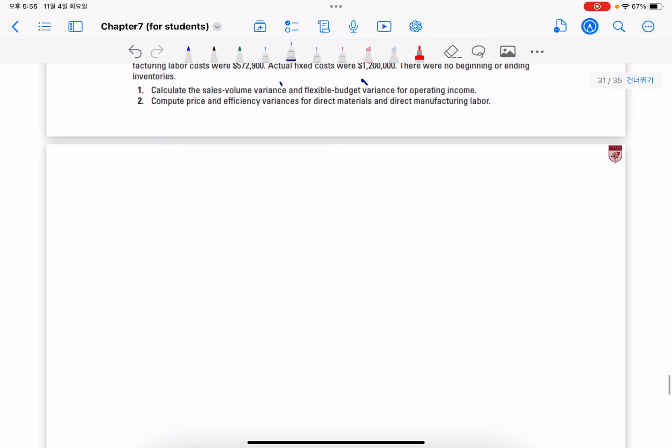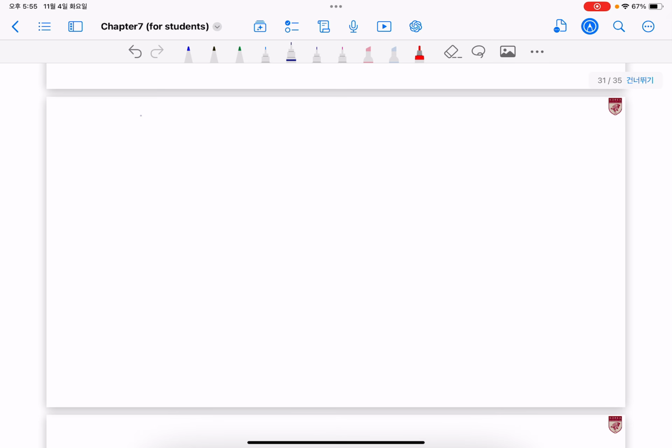For this, we need to first have three columns. On the left-hand side, you will have the actual. On the right-hand side, you will have the static budget amount. And in the middle, you will have the flexible budget amount. Okay, so we will first start off with the revenue, and then we will have costs.